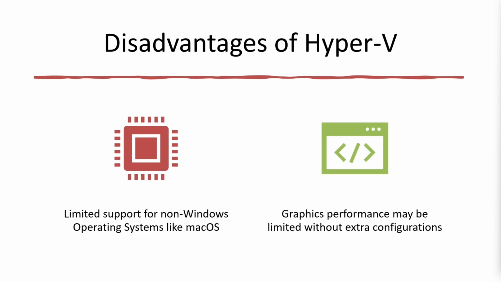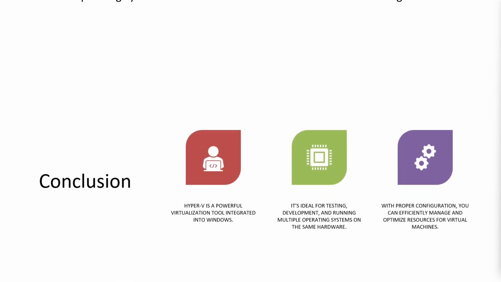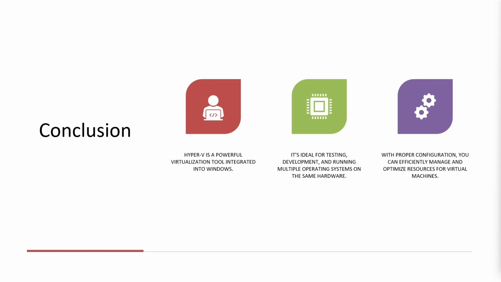Now, moving on to graphics, you may encounter issues with performance, especially if your host machine has limited graphic performance hardware. So, if your PC doesn't have enough resources, you may experience a lagging operating system on your virtual machine. So, in conclusion, Hyper-V is a powerful virtualization tool integrated into Windows. It's ideal for testing, development, and running multiple operating systems on the same hardware. With proper configuration, you can efficiently manage and optimize resources for your virtual machines.